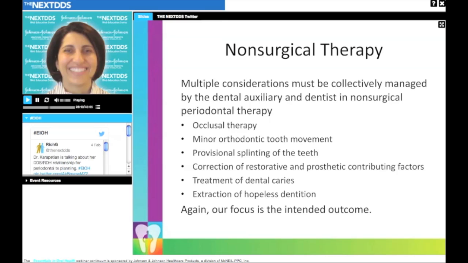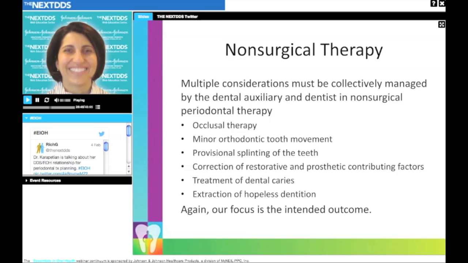Other patients don't require to be anesthetized. It's really whatever's in the best interest of the patient and what makes the patient more comfortable. This is a great time as well to have the patient seek consultations, whether it's with an endodontist, an orthodontist, a restorative dentist, so that we can correct any of the non-periodontal issues that may be contributing to periodontal disease. This is a great time for caries control. This is a great time to remove any active disease.